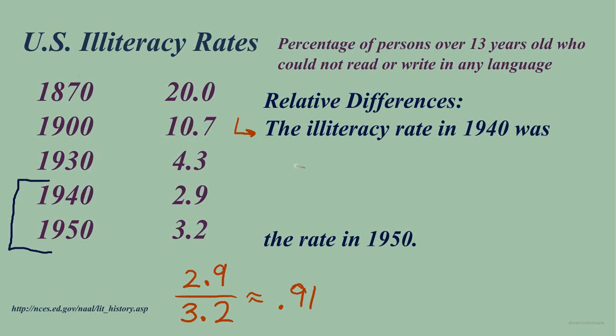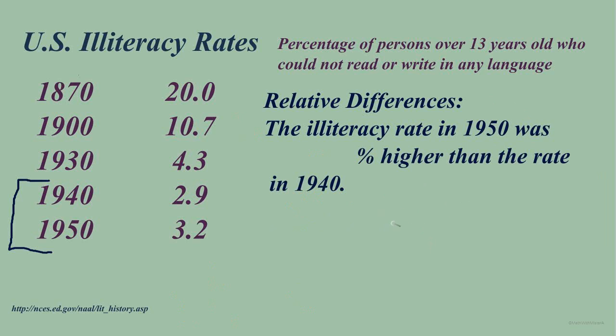So that means we could use sentences like, the illiteracy rate in 1940 was 0.91 of the rate in 1950. Or we could see that 0.91 is 91%. The illiteracy rate in 1940 was 91% of the illiteracy rate in 1950. So a couple of sentences that we could use regarding relative changes in the illiteracy rates from 1940 to 1950.